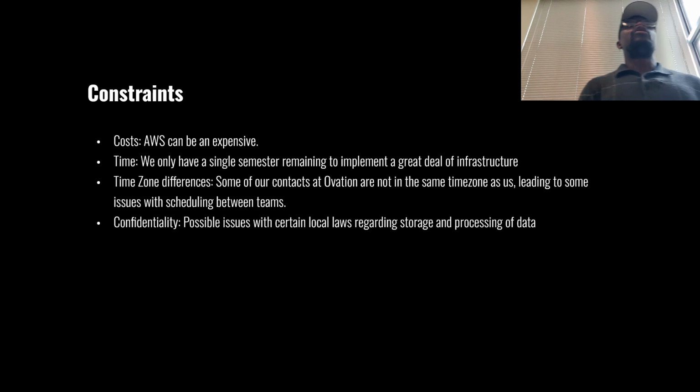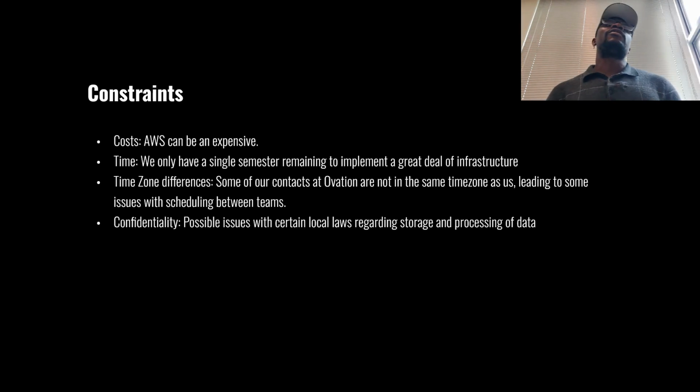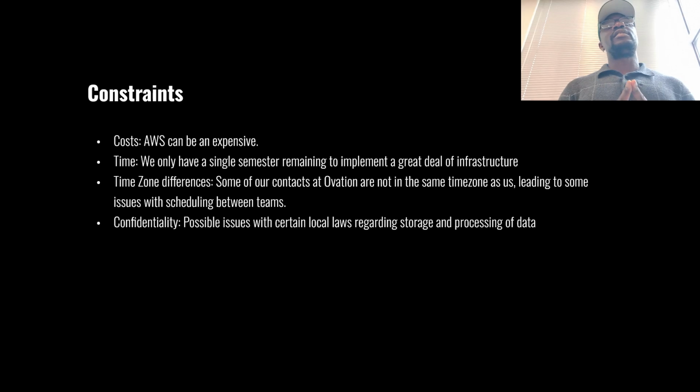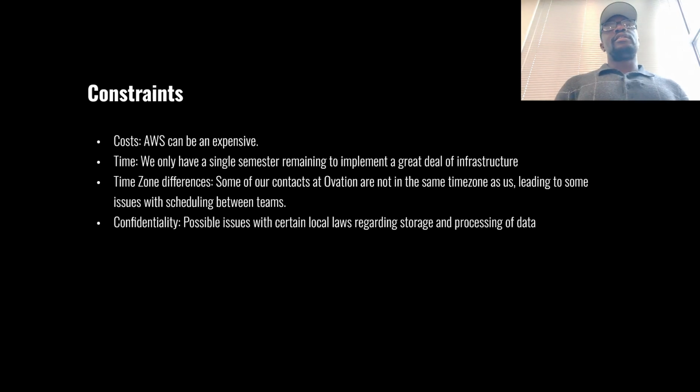And I'll be talking about the constraints. AWS can be very expensive. We only have a single semester remaining to implement a great deal of infrastructure. There's also a big time zone difference between our team and the Ovation team, which makes making appointments a little bit difficult. There may be possible issues with certain local laws regarding the processing of data and also cloud storage.